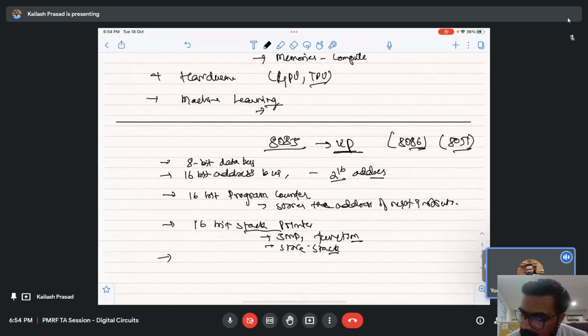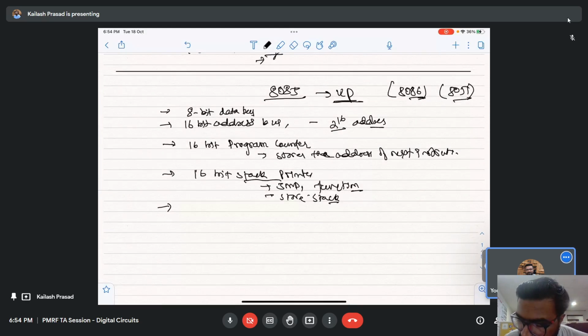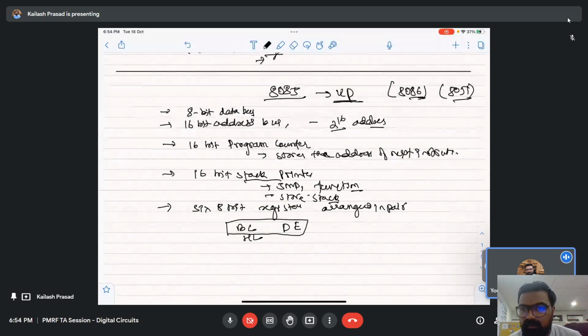Apart from that, what we have in our 8085 microprocessor is 6 8-bit registers, which are arranged in pairs. Okay, so these registers are BC, DE, and then we have HL pairs, right? Please understand that some of the instructions only work for the BC and DE pair, and they don't work for the HL pair. I have already discussed in the last class a couple of questions, but you should know it.